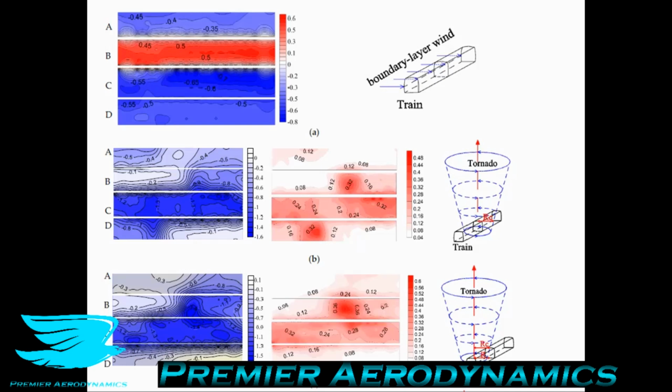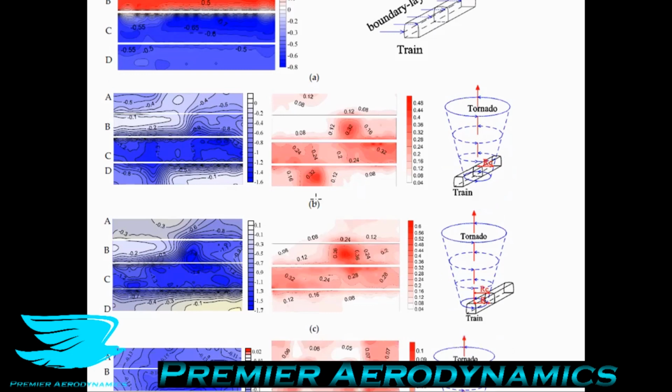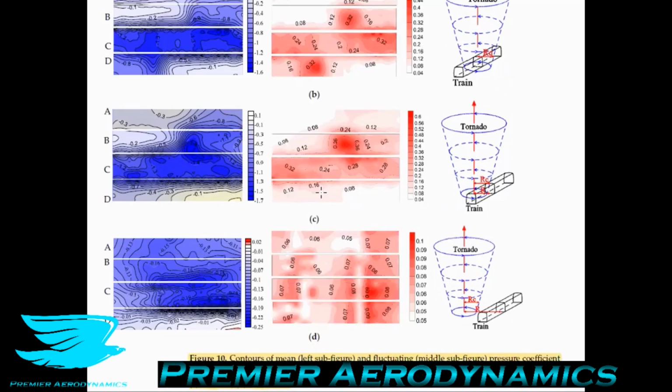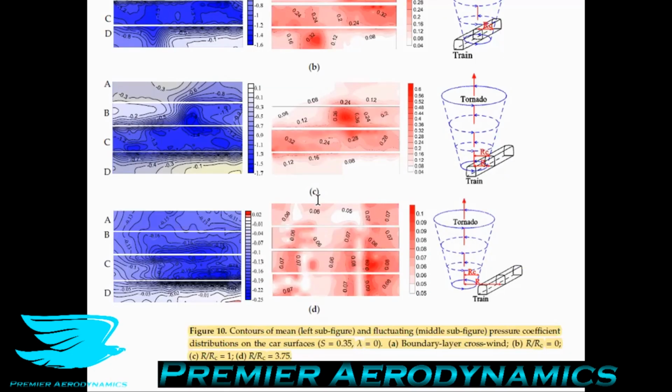So when the train car was at a distance of 3.75 times the tornado's radius, so very far away from the tornado, the absolute values of the surface mean pressure coefficients were small. That makes sense. As you go away, the tornado's effects are very low. We saw that in the forces, where the effects of the tornado on the train are quite limited. You need to be very close to the tornado, ideally inside it.